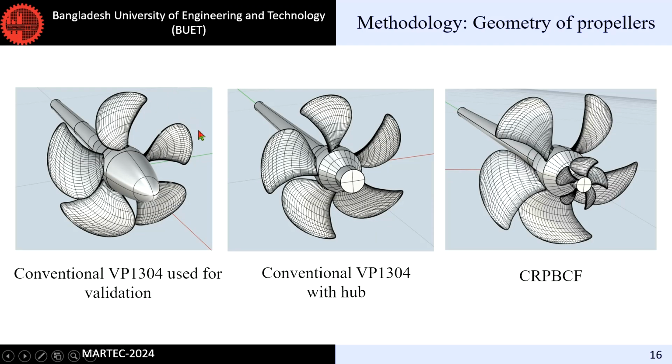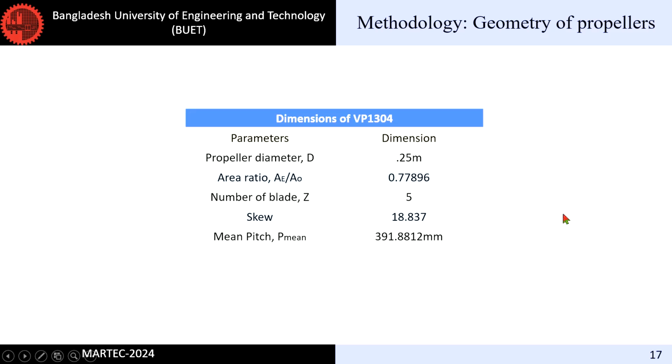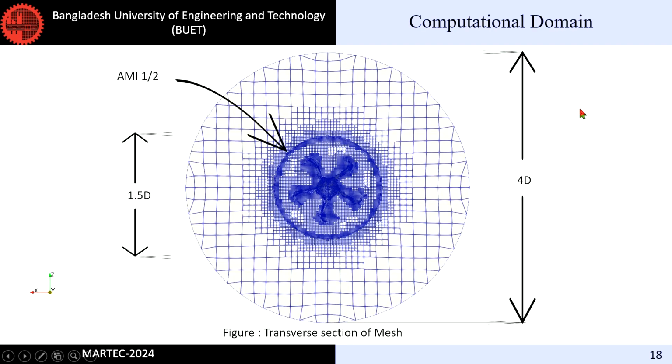We have used three different types of geometry here. Namely, the first one is the conventional propeller, which we use to validate. Then we attach the hub to it in order to make space for the contrarotating propeller-Boscap fin to fit and to create the realistic scenario of a hub vortex, and then the contrarotating propeller-Boscap fin and conventional propeller setup. These are the dimensions of the VP130 four propeller.